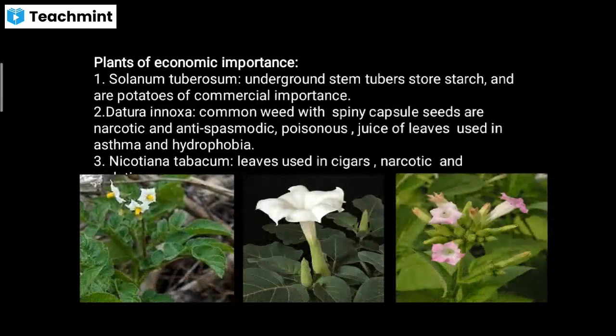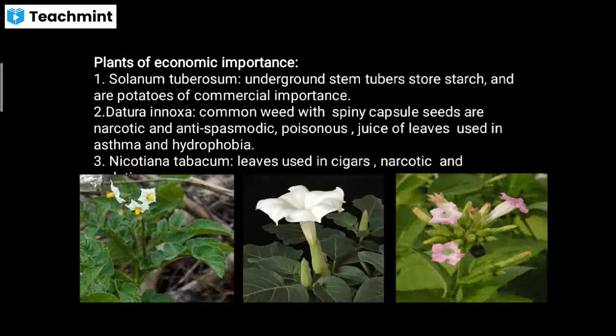So some of the members of this family, one of the members is Solanum tuberosum, that is the potato plant. The first flowering twig is of the potato. So as you know, these potatoes are the underground stem part. They are having a large amount of starch as well as carbohydrates. So it is very much commercially important.